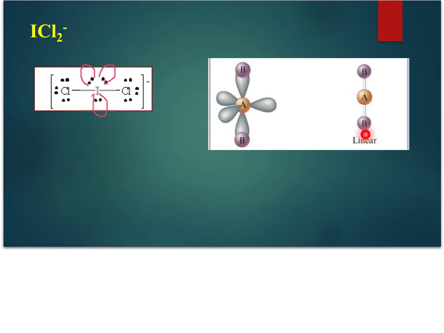And because we only have axial areas of bonds, our molecular structure will be linear. And if it's linear, do we have any equatorial bond angles? No. And our bond angle will be, guess what? If it's linear, straight line, it's 180 degrees.